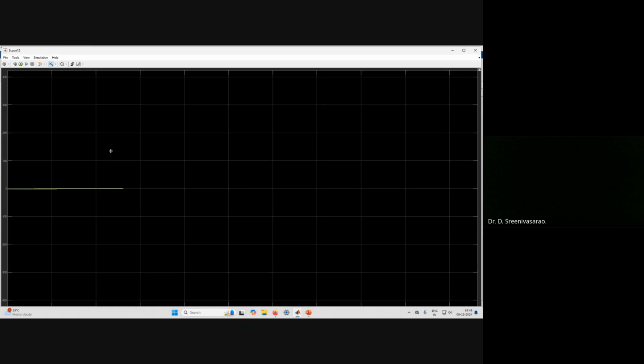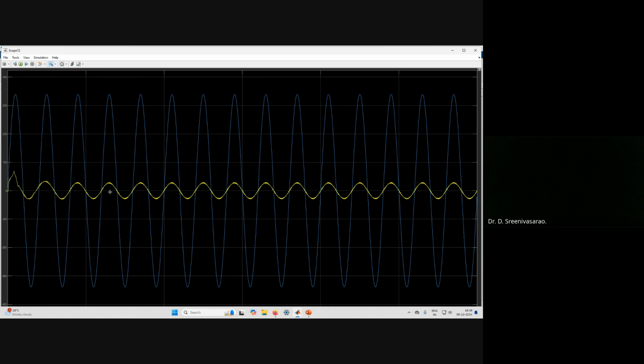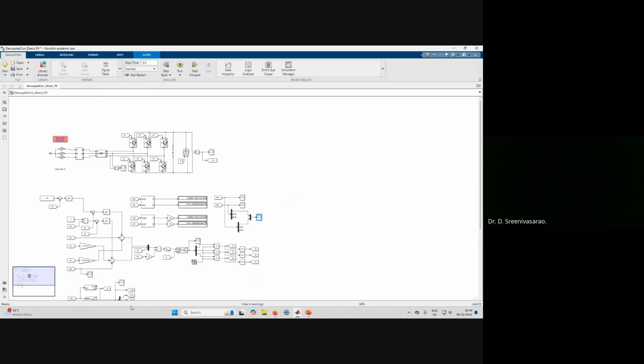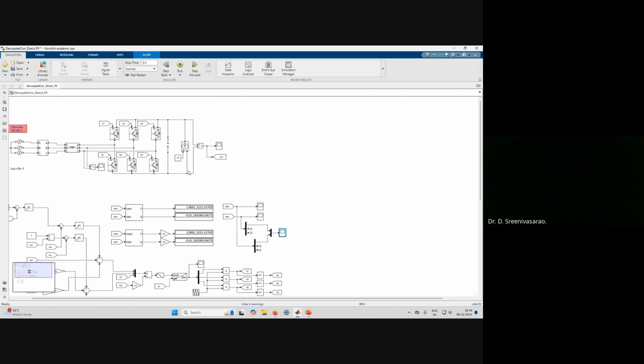We can also see whether the currents are sinusoidal. See here, the currents are sinusoidal, and the voltage and current are in phase. Earlier they were out of phase, 180 degrees shifted. Now they are in phase. This is how we model injecting power or drawing power from the source.